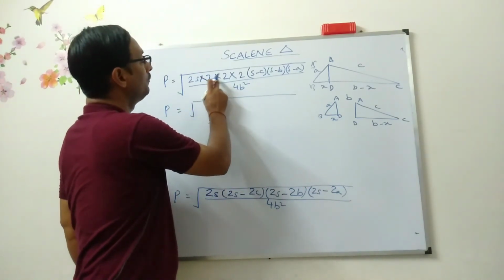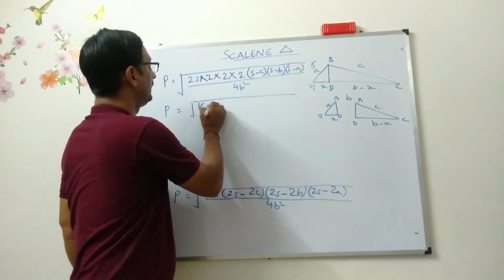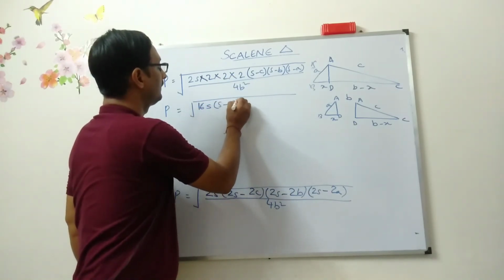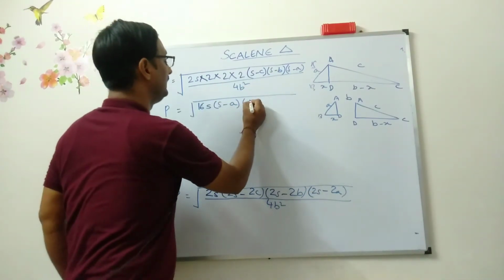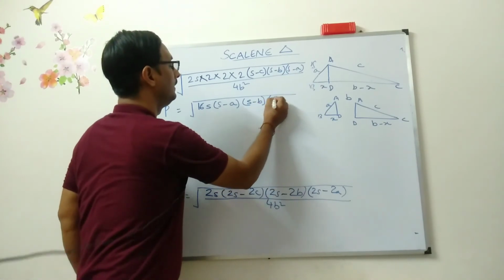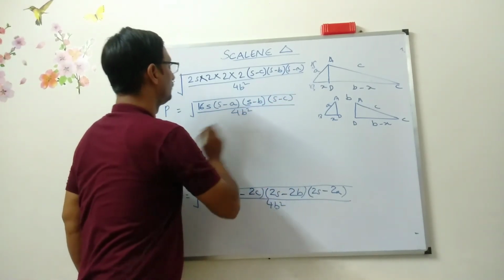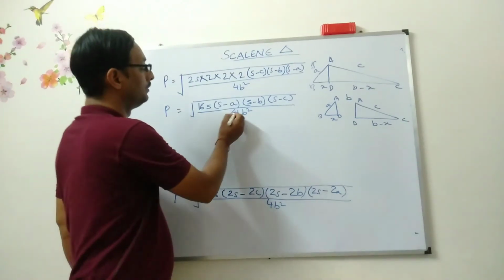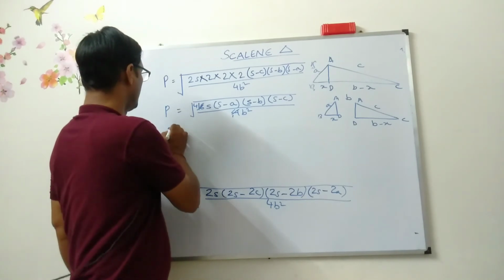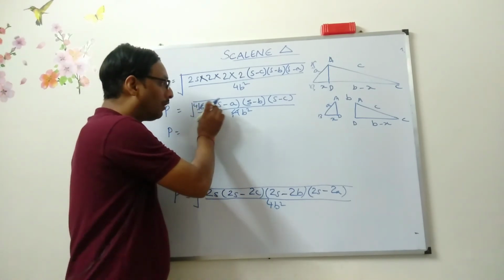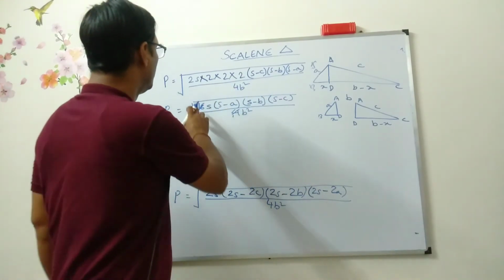2 twos are 4, 4 twos are 8, 8 twos are 16. S minus a, I'll be writing in alphabetical order: s minus a, s minus b, and s minus c by 4b square. Now what can I do? 4 ones are 4, 4 fours are 16. So if you find the square root of this, then what can you find?